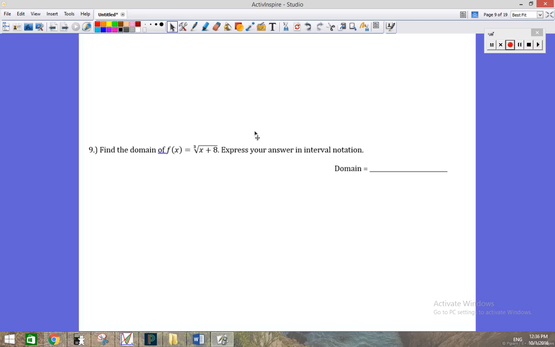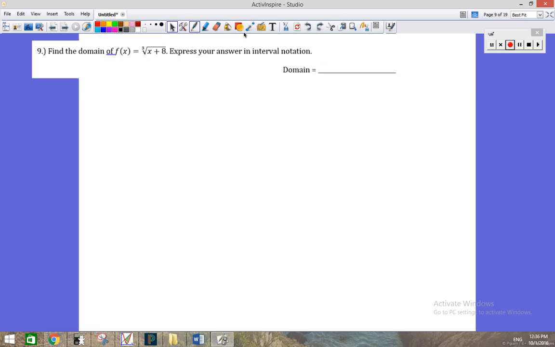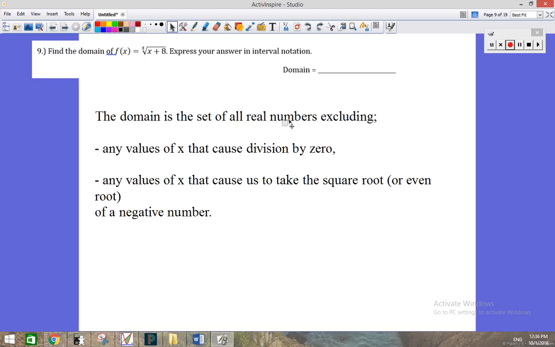For problem number 9, the domain is a set of all real numbers, excluding any values that cause division by 0. We don't have any variables in the denominator, so I don't have to worry about that. Am I taking the square root or even root of a negative number? Well, I don't have any even roots. I have an odd root.